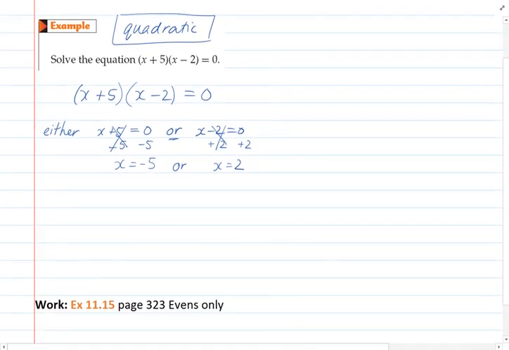But you'll definitely need to practice a lot of these. So I've got exercise 11.15. Just do the evens. That should give you enough practice. And of course, you must ask questions if you have any worries. But this is a really cool thing that you're able to do since learning all of that factorizing and expanding stuff before.